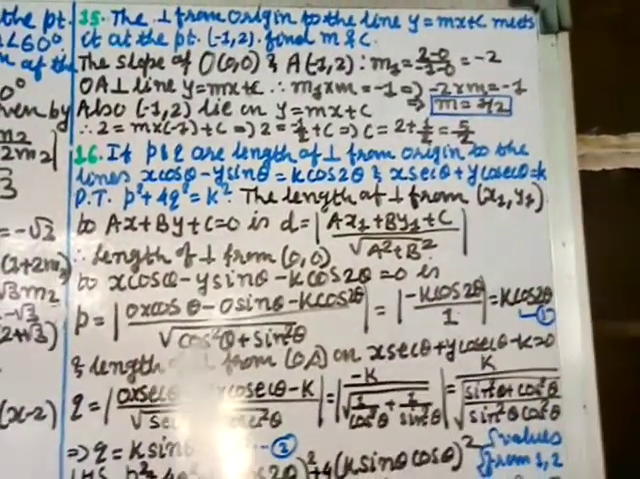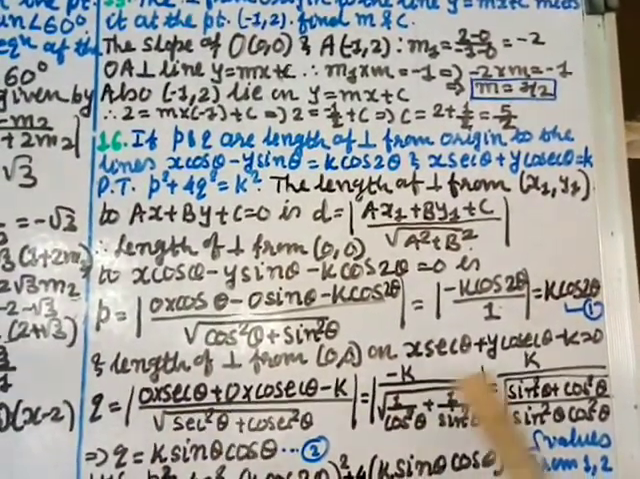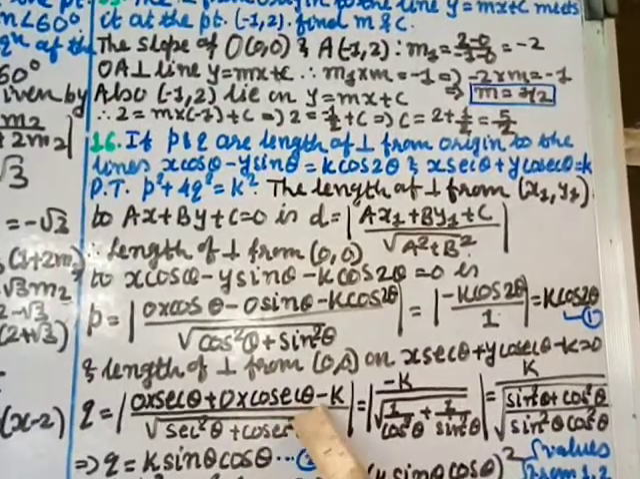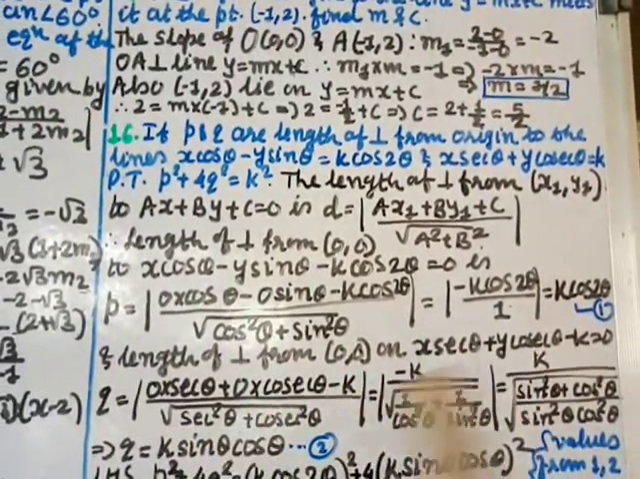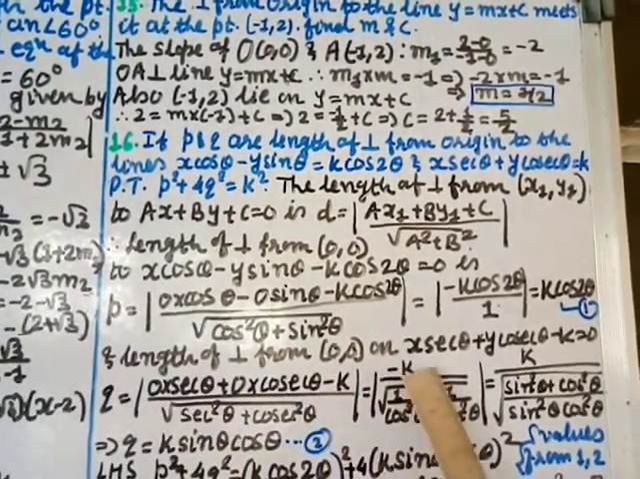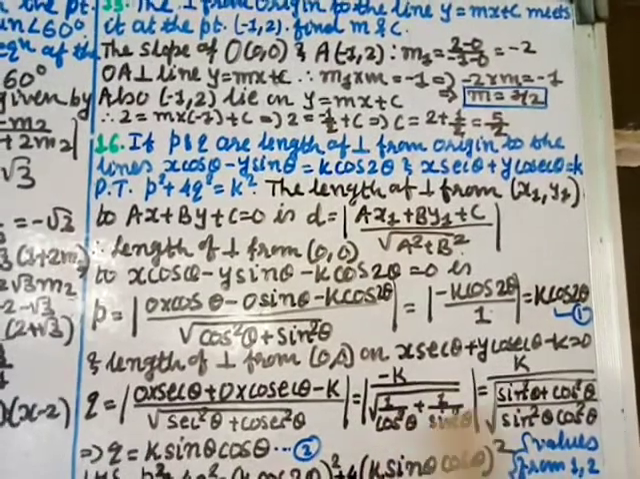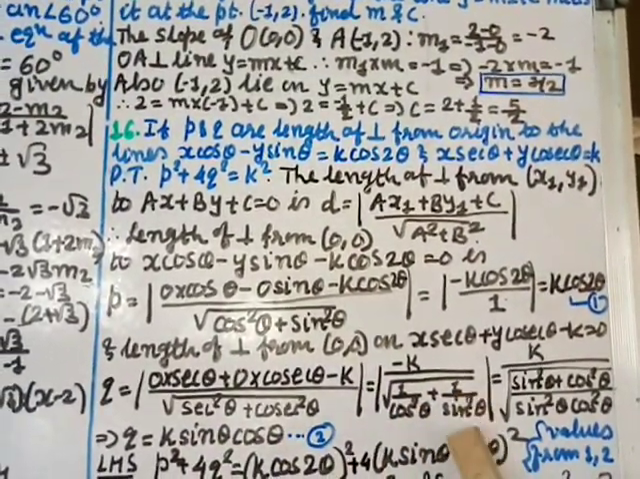Okay, so put the values. We get here x is 0, so 0 into sec theta plus 0 into cosec theta minus k, divided by square root of sec square theta plus cosec square theta. These values are 0, here remains only minus k, divided by square root of sec square, which can be written as 1 by cos square theta, plus cosec square, which is 1 by sin square theta.